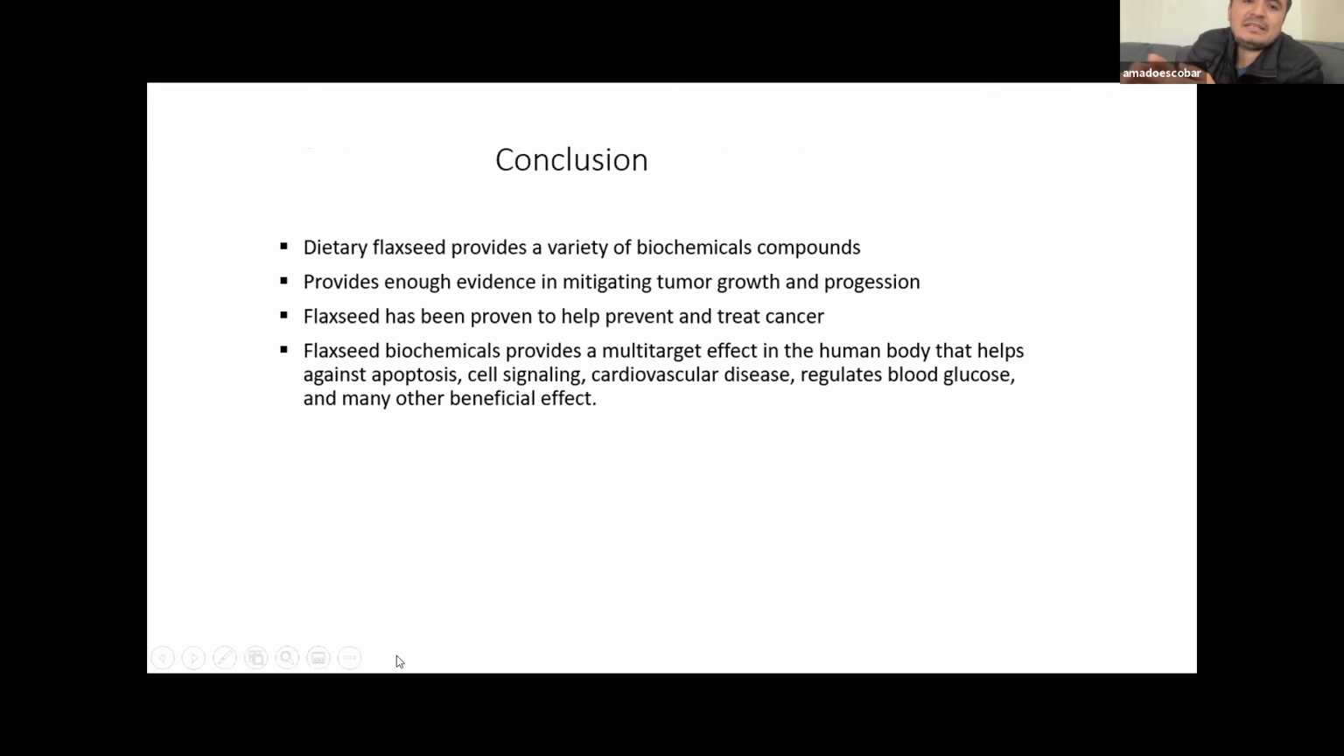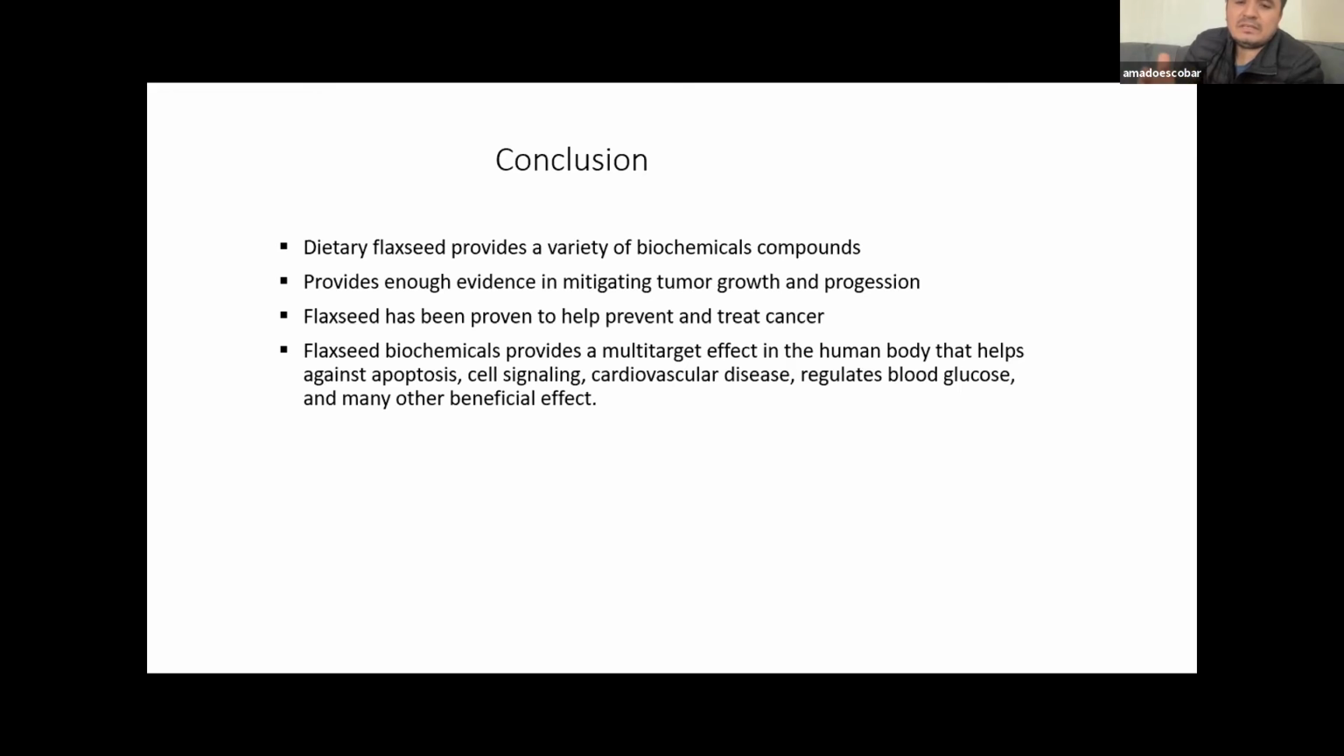As a conclusion, dietary flaxseed provides a variety of biochemical compounds. It provides enough evidence that it reduces tumor growth and progression. And literature supports that flaxseed may help to prevent or treat cancer. Flaxseed biochemicals provide a multi-target effect in the human body that helps with apoptosis, cell signaling, cardiovascular disease, regulating blood glucose, anti-inflammation, hormonal balance, and cell proliferation.